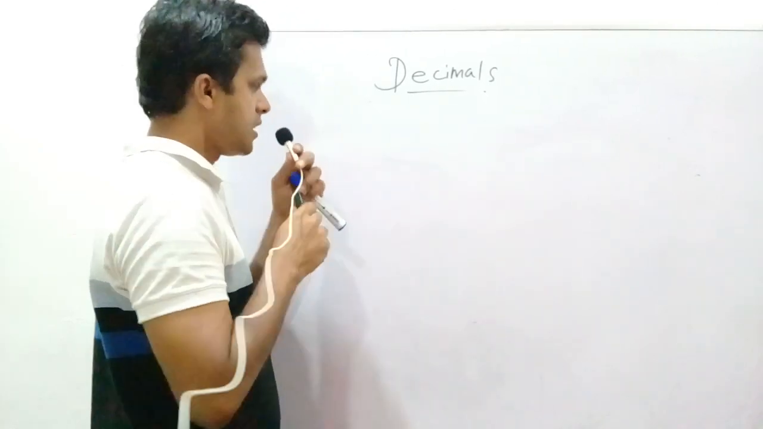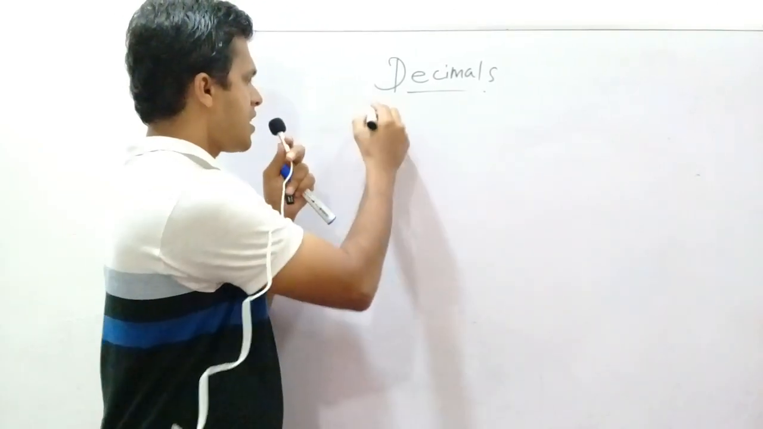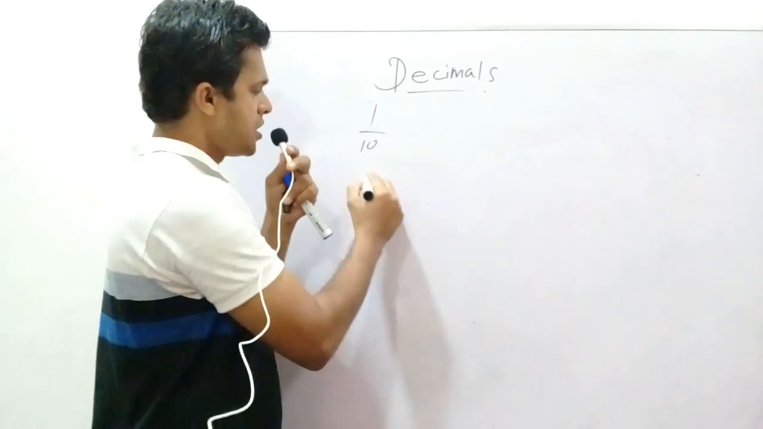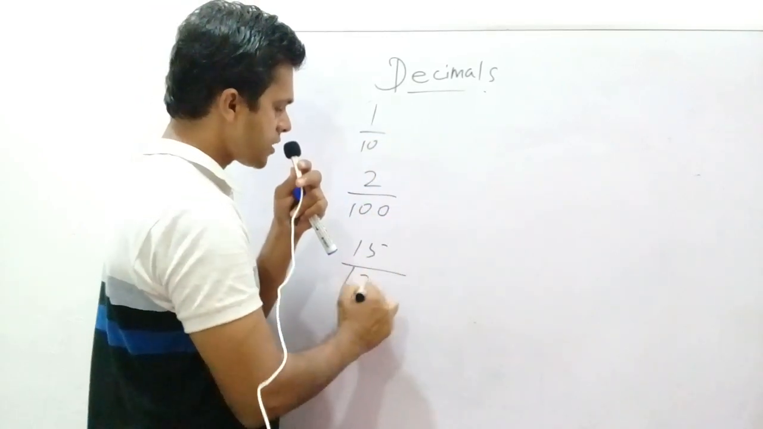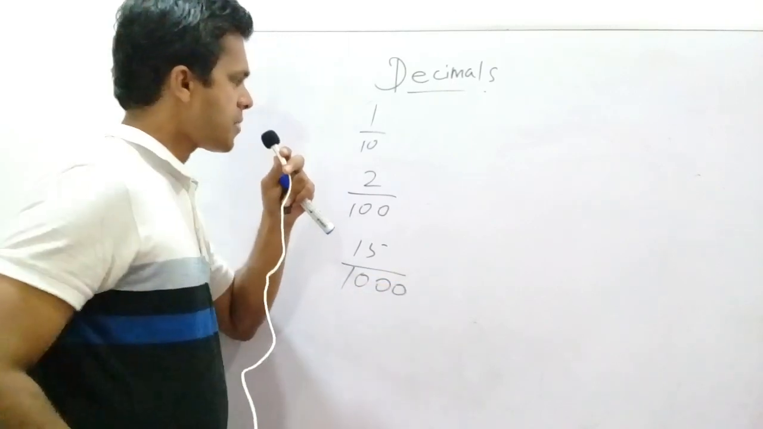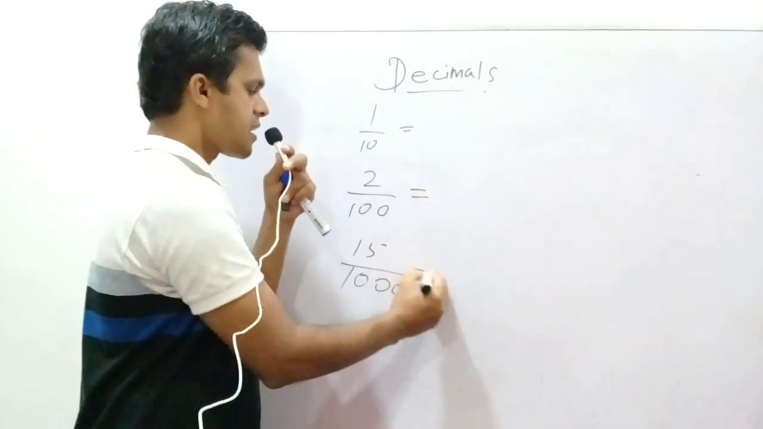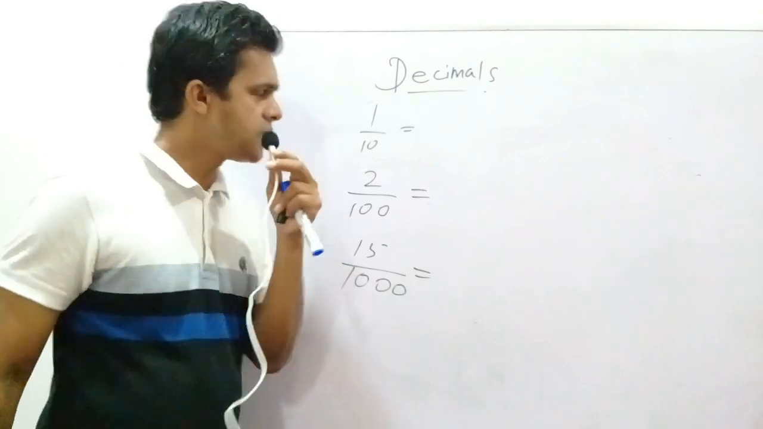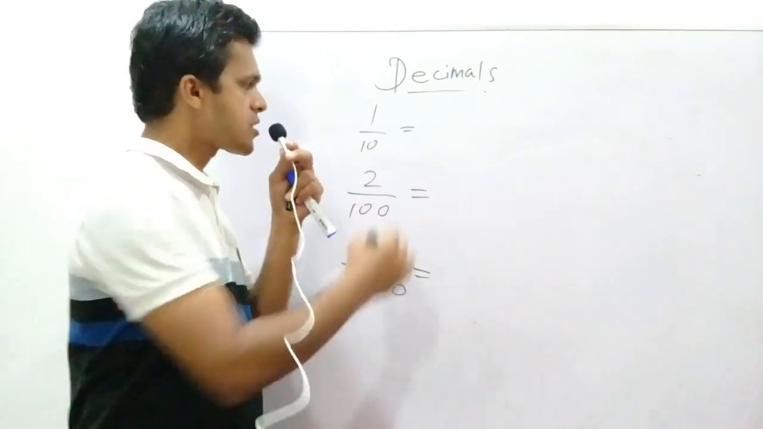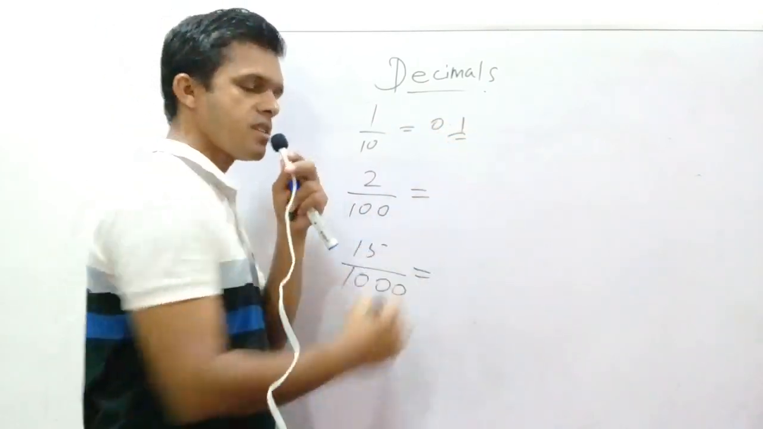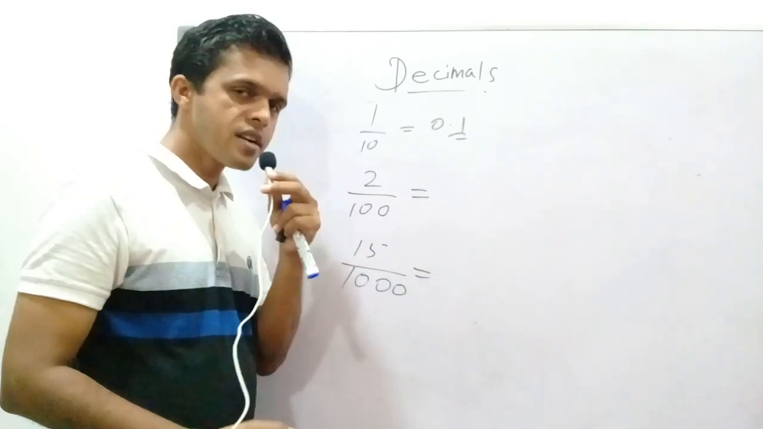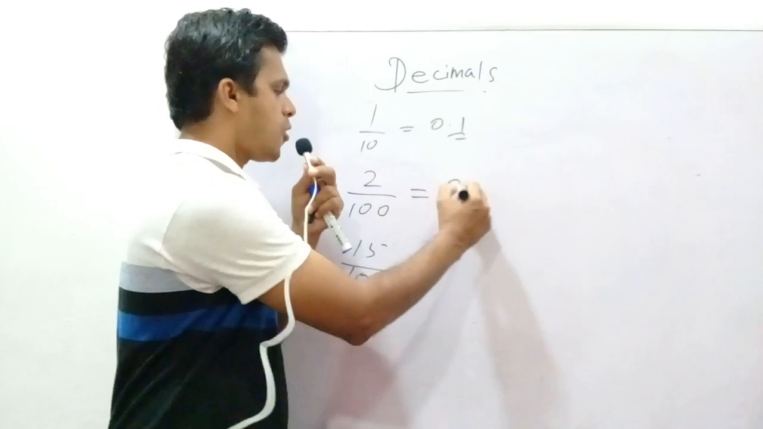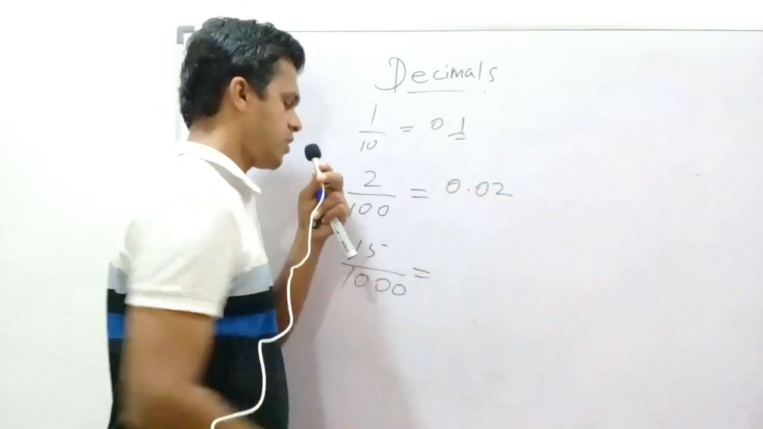Now if it is 1 over 10, 2 over 100, 15 over 1000, these fractions can be written as decimal numbers. So 1 over 10 equals 0.1. How can you write this fraction, 2 over 100? Yes, 0.02. This one?